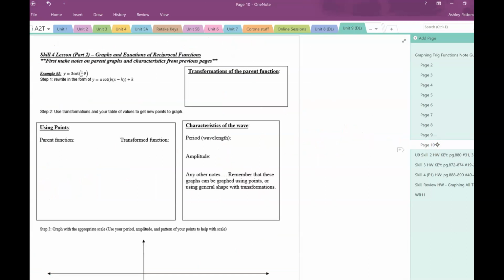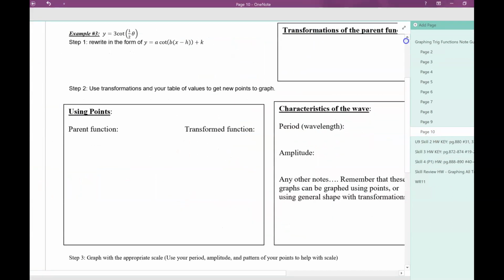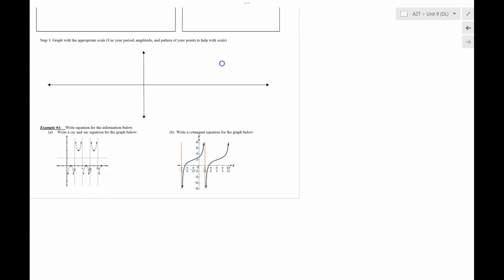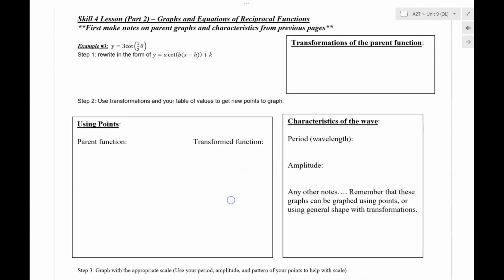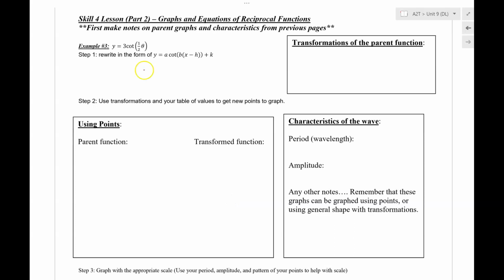Go to page 10 with me, please. We're going to do one example and one example only. Here it is. Okay, so I am going to write it as y is equal to 3 times the cotangent of 1/2 times theta. The 3 as our a value means that we have a vertical stretch. The 1/2 means that we also have a horizontal stretch.